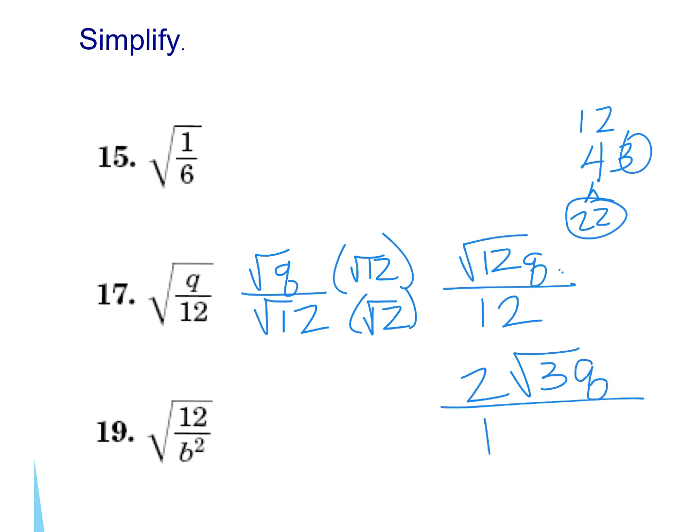And we're going to rewrite the 12, and now it looks like I have an opportunity to reduce the fraction of 2/12. That's going to reduce to 1/6. So on top, I'm going to have radical 3q, and then 2 goes into 12 6 times, so I'd have a 6 on the bottom.